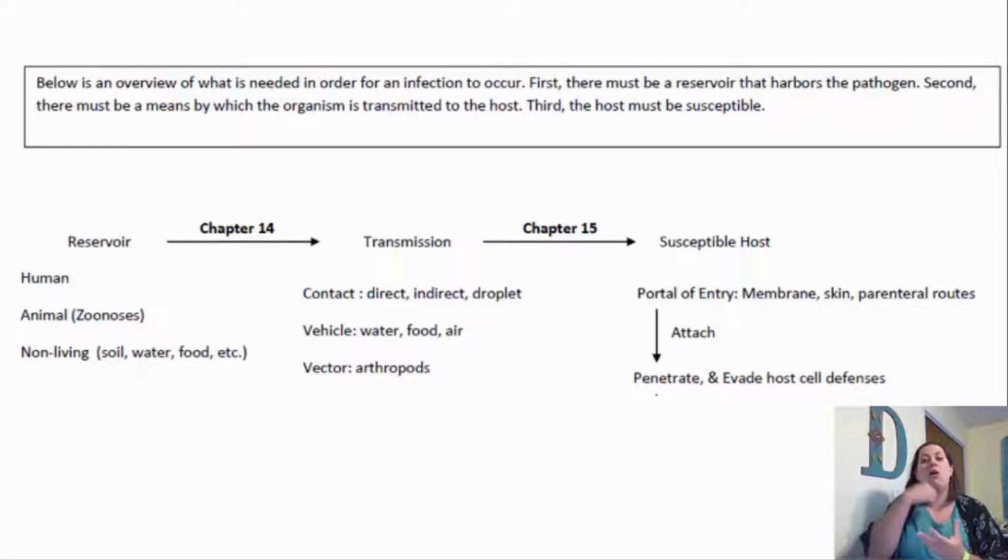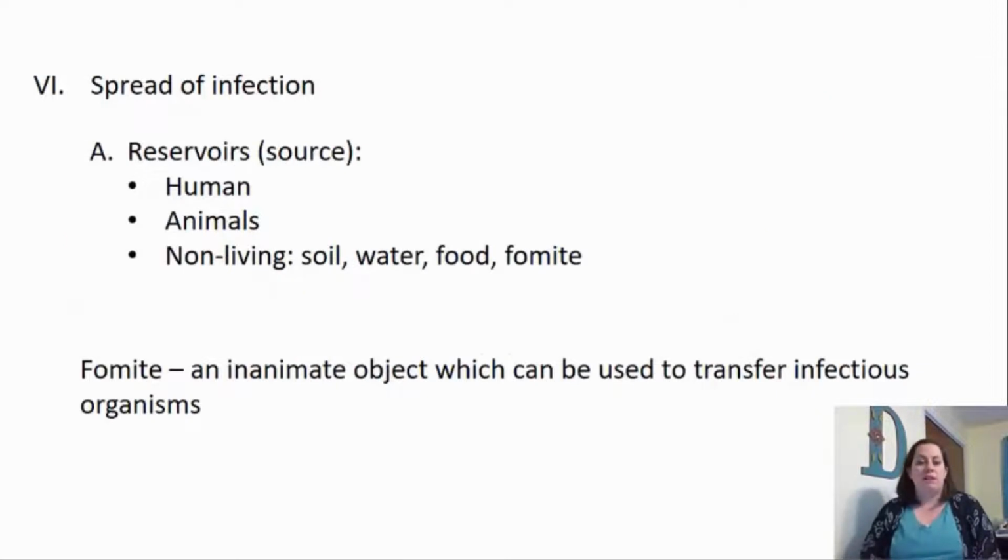Can the invader overcome your immune system for at least a short time to gain the upper hand? So let's look at the spread of the infection here in this chapter 14. When we see here, there are reservoirs. Reservoirs are the source. And again, they can come from other humans, where it's passed from human to human. It could also come from certain animals, like the swine flu came from pigs.